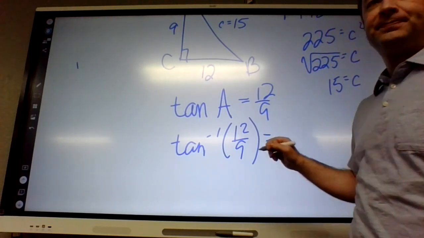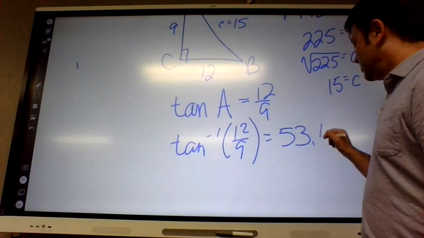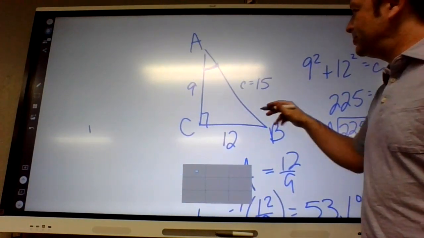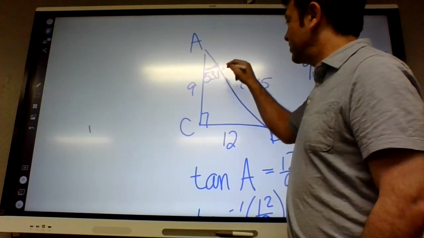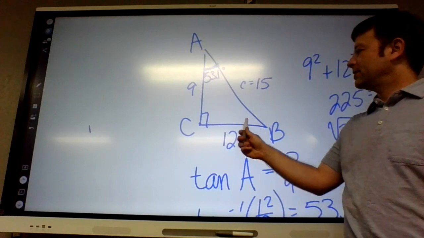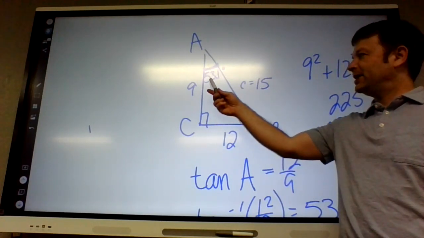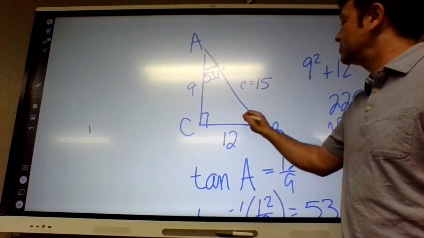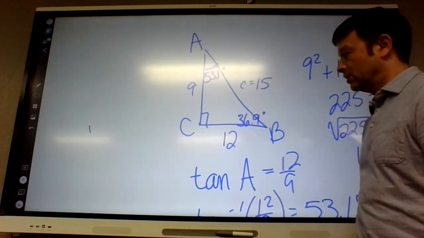Didn't plug it in. 53.1, wasn't it? Something like that. Okay. Now, we could do something similar for angle B, but what's the much easier way to find angle B? Yeah, these should add up to 180. So if you do 180 minus 90 is 90, 90 minus 53.1 is 36.9, I think. Yeah.